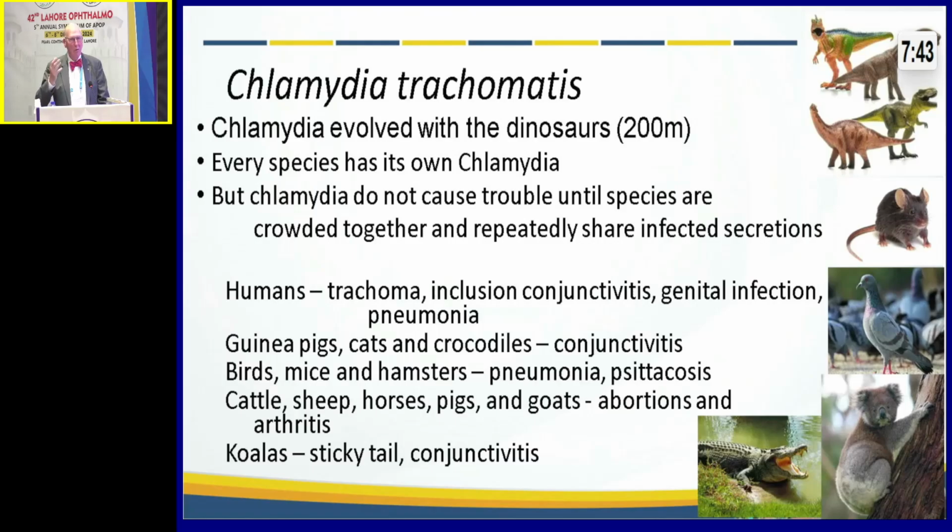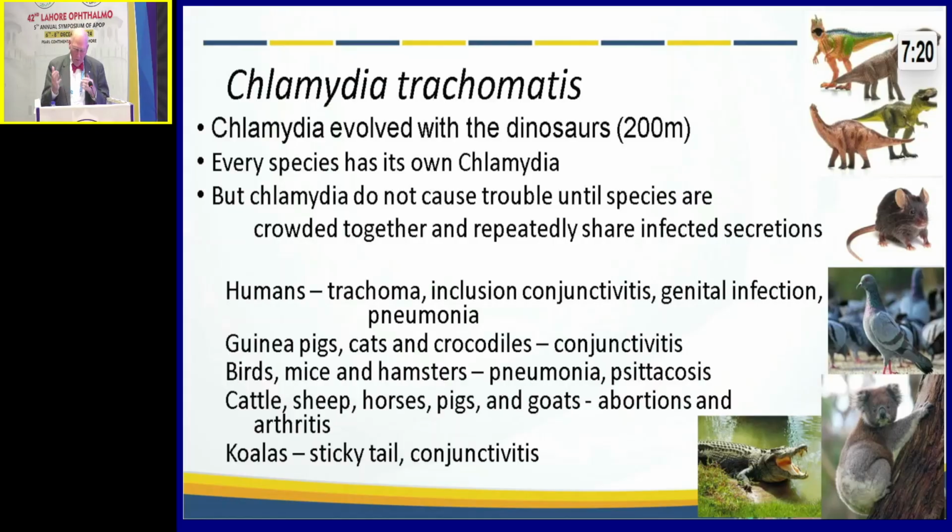It's really important to recognise that trachoma is caused by chlamydia trachomatis. And chlamydia evolved more than 200 million years ago at the time of the dinosaurs. And every species has its own chlamydia. But chlamydia don't cause trouble in a species unless they're crowded together and sharing secretions.